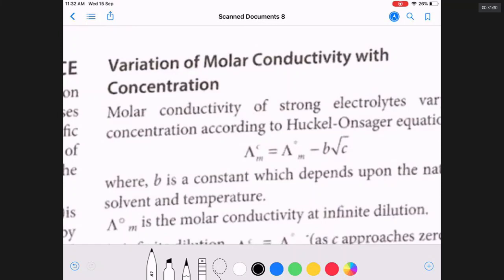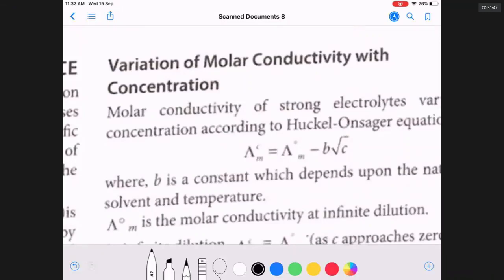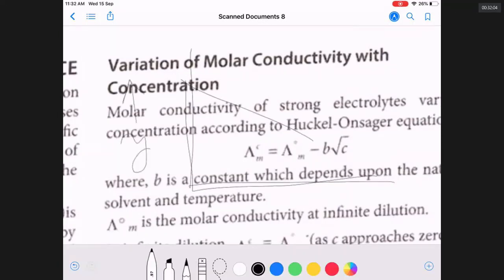According to this equation, molar conductance at concentration C is equal to molar conductance at infinite dilution minus B under root C. It looks like Y is equal to minus mx plus C. How does a graph of Y is equal to minus mx plus C look, sir? Can you see it? In this graph, what is Y, what is C, what is mx?